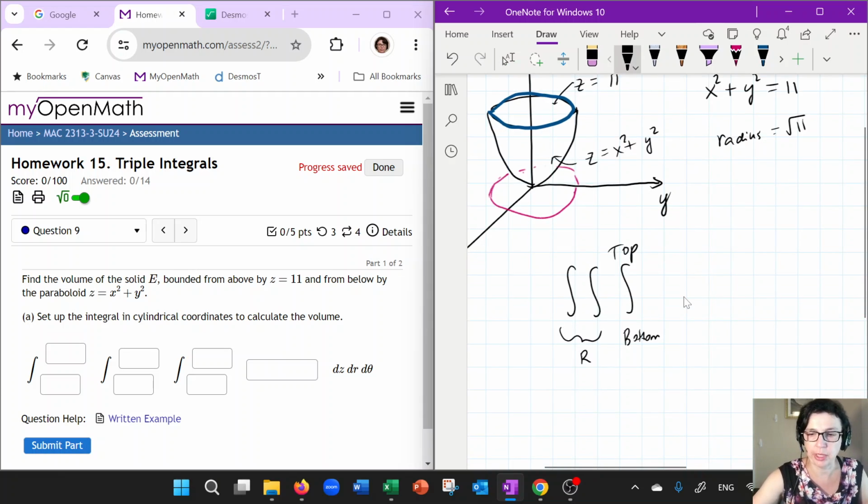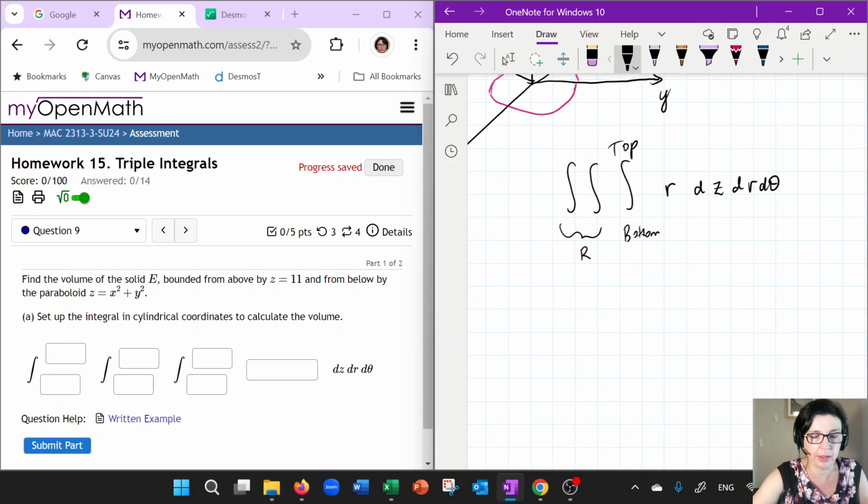So again, just like before with cylindrical coordinates, if you want to find the volume, you just integrate one, but you have to insert that extra r, which is called the Jacobian, and then this is dz dr d theta. Now, let's see if we can set it up. So first we're integrating over the circle, so this is going to be 0 to 2 pi, and the radius of the circle is square root of 11, so that's going to go from 0 to square root of 11.